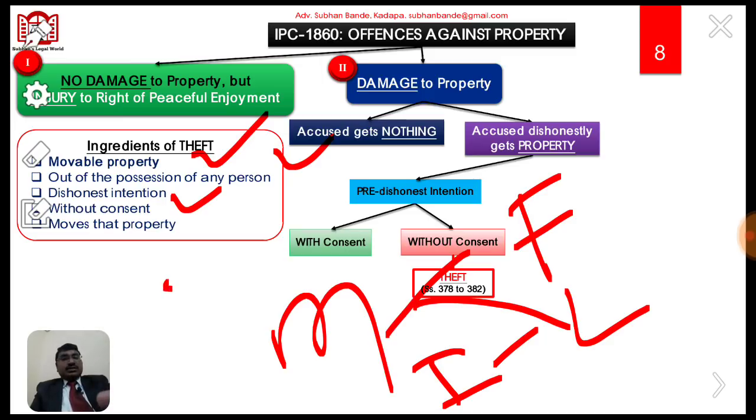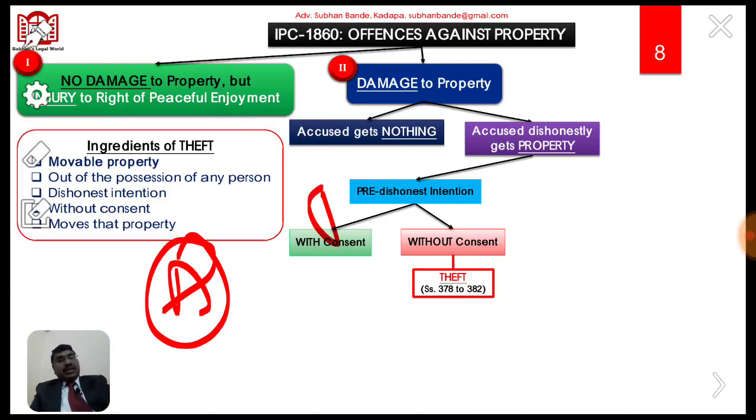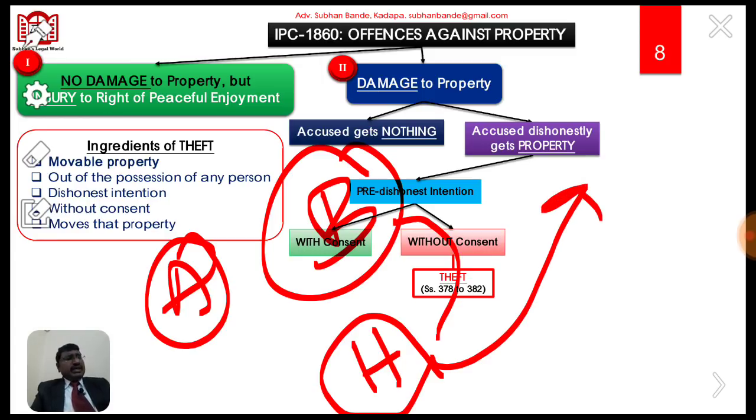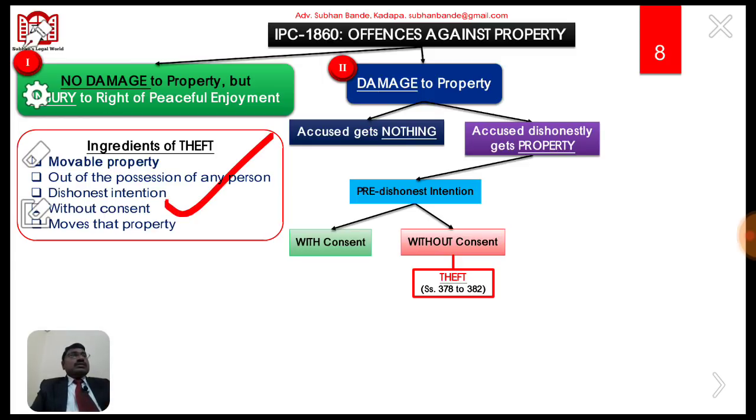One more exception is for this ingredient, without consent. If any other person has the right to take it, here Mr. A and Mr. B are the joint owners of a horse. Mr. B, without consent from Mr. A, takes away the horse for riding. B is not guilty of theft. Why? Because Mr. B has the right to take it. Hence, it is not said to be theft, even though B didn't get any consent from Mr. A. The next ingredient is moves that property.